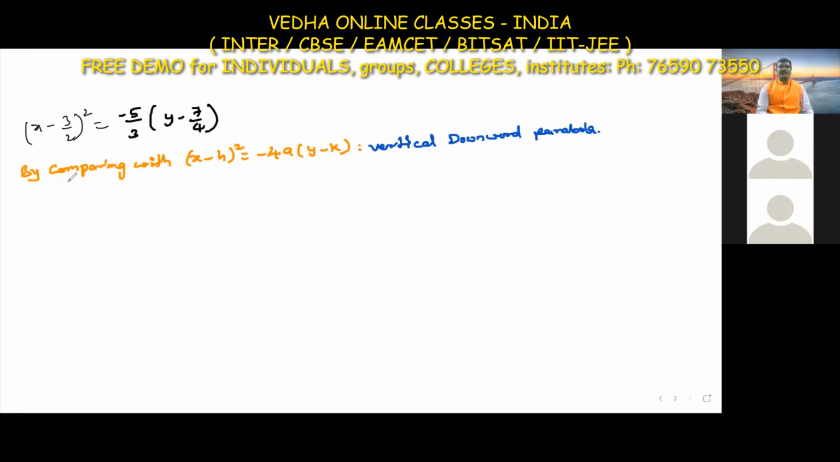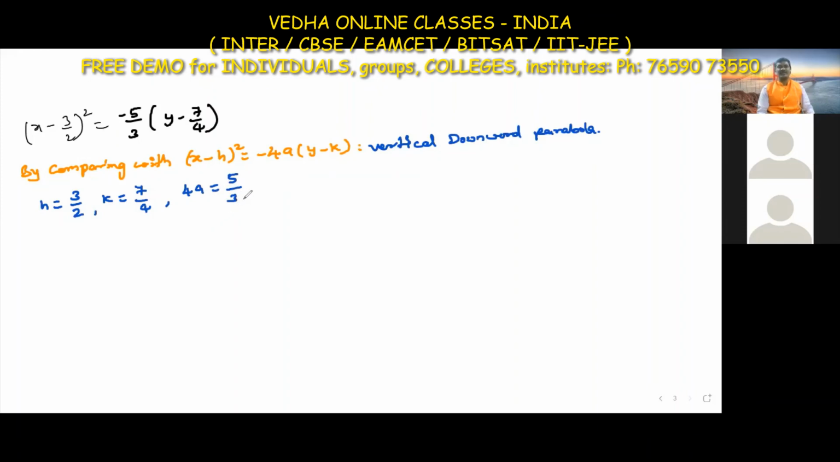By comparing with the equation, what is the h value? Minus h is equal to minus 3 by 2, so h is equal to 3 by 2. And minus k is equal to minus 7 by 4, so the k value is 7 by 4. Here you can write this as minus 4a directly, or otherwise you can compare directly. Minus 4a, the minus cancels, so the 4a value is 5 by 3.